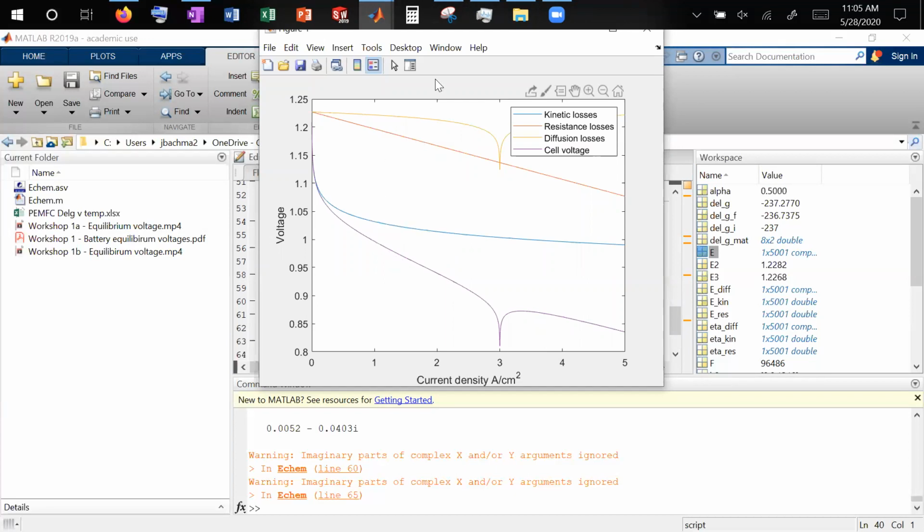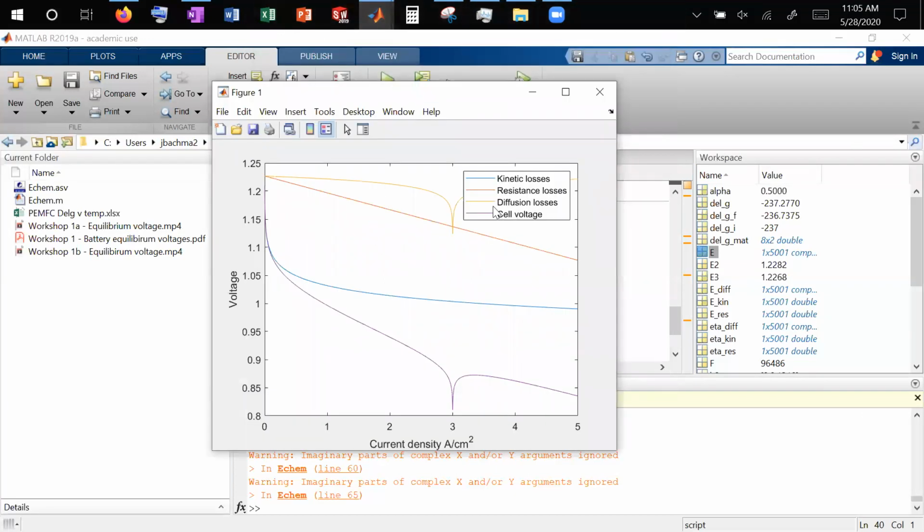Okay, so this looks right actually. This goes all the way down to 0. It's just not tracking it super well, but after this point it's going to die. It doesn't have this backup. So the cell is dead after 3 amps per centimeter squared, because that's your limiting current. You can see these three contributions: an initial big drop from kinetics, where the voltage basically follows the kinetics, then more of a linear slope from the resistance, and then the cell dying around 3.